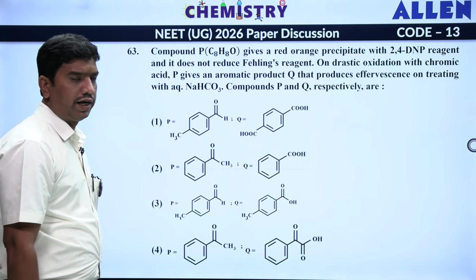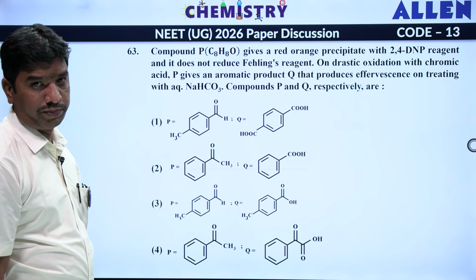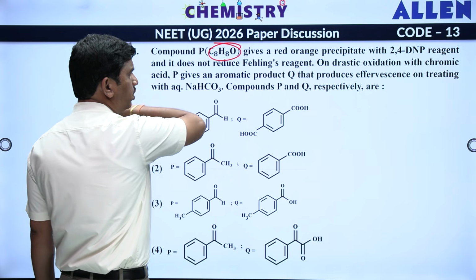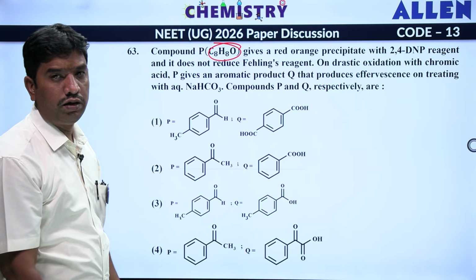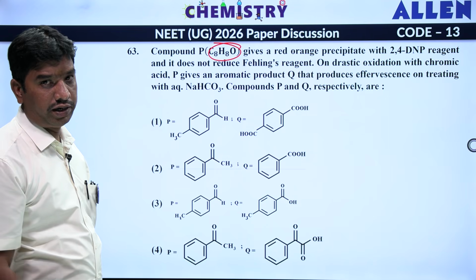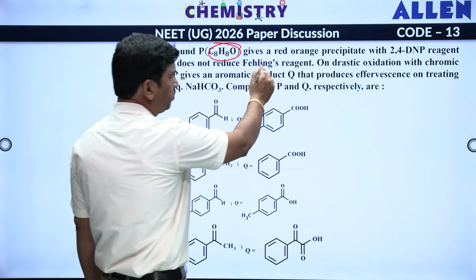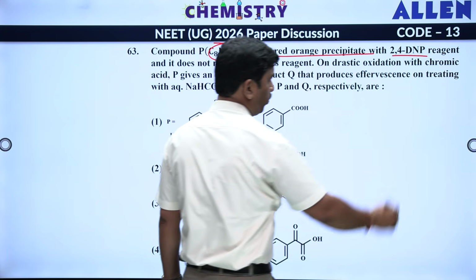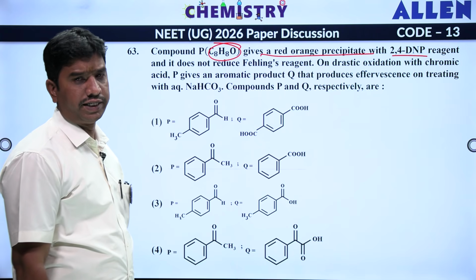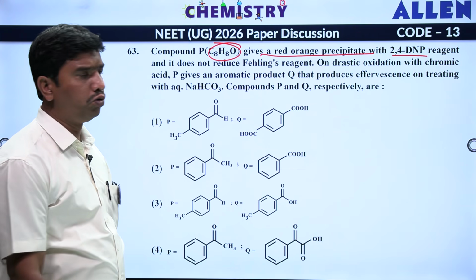So this is once again a question from organic chemistry, carbonyl compounds chapter. Here the compound is C8H8O, with carbon and hydrogen in a 1:1 ratio, which means it has one benzene ring. It gives a red precipitate with 2,4-DNP, which is the preliminary test for carbonyl compounds. So the compound must have a C=O group.